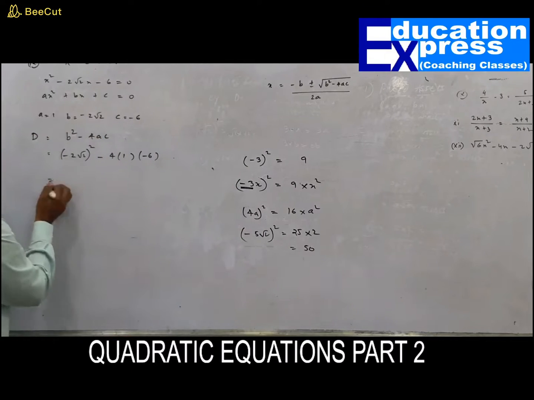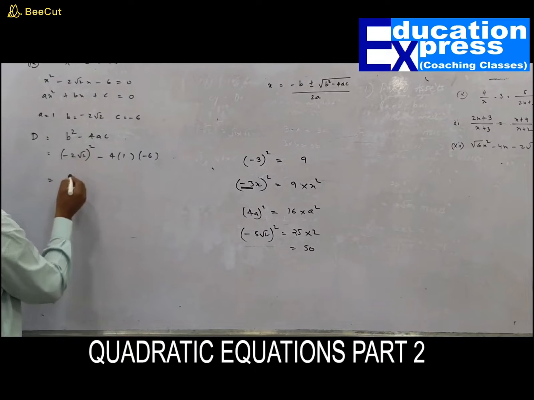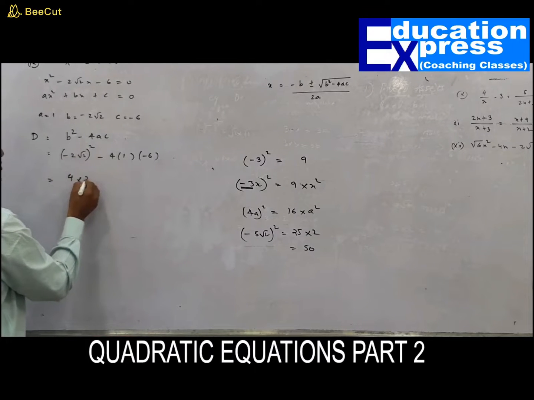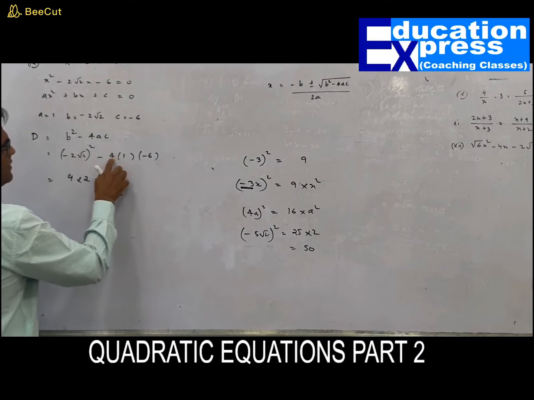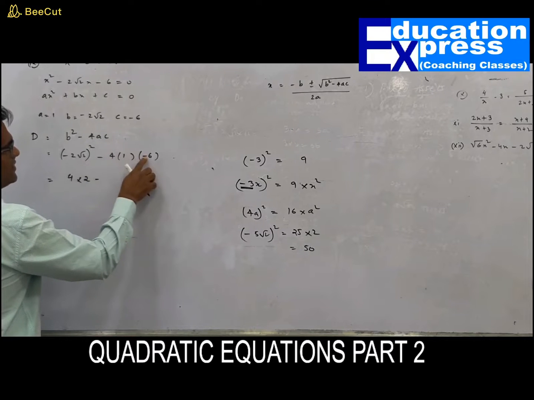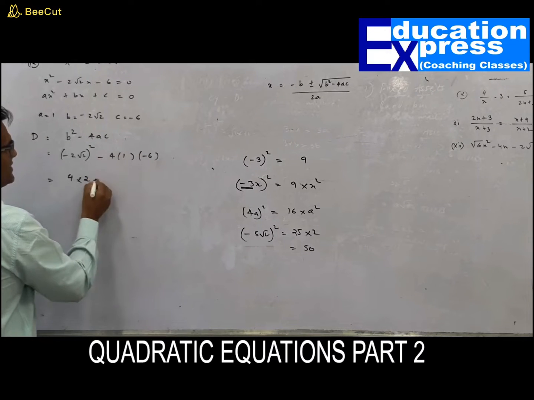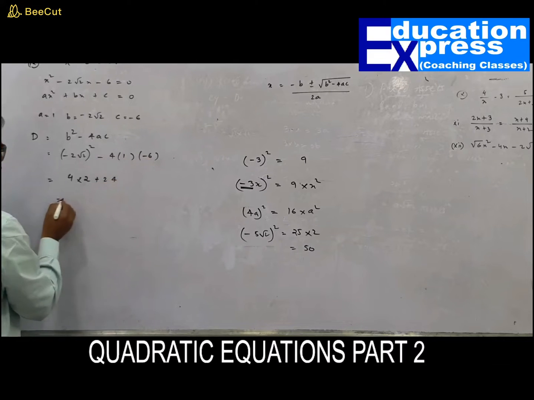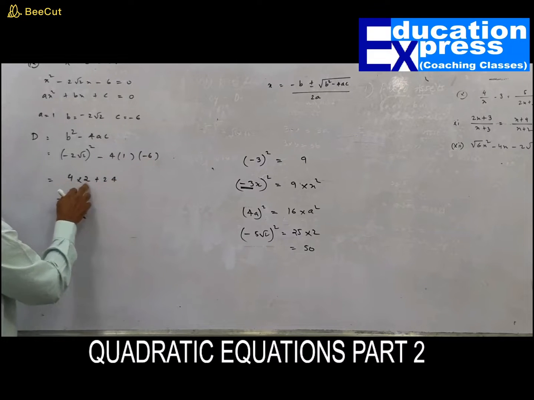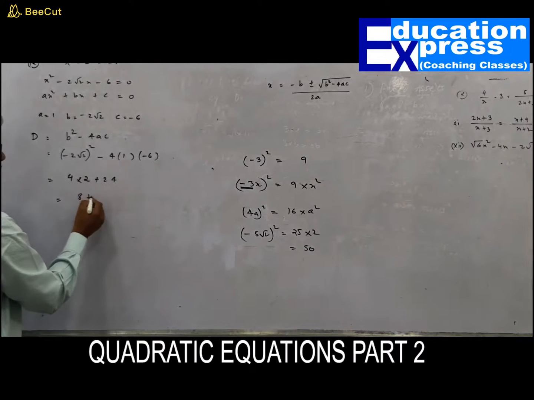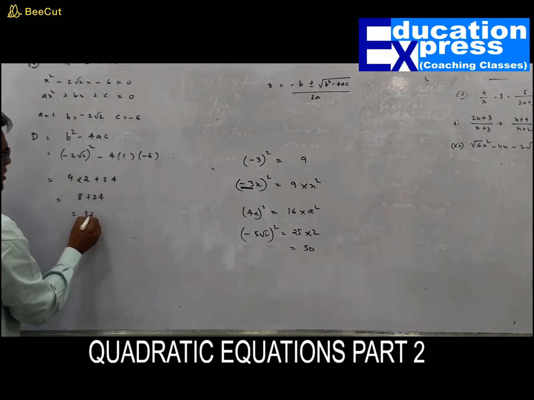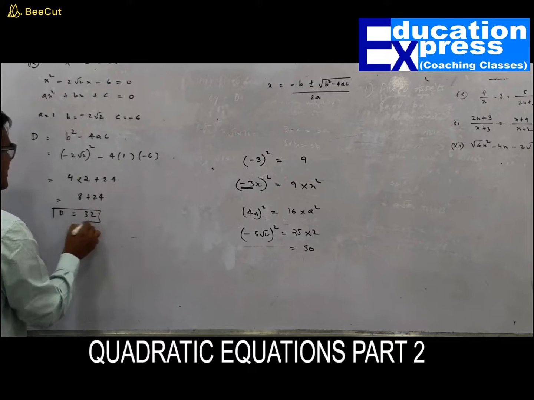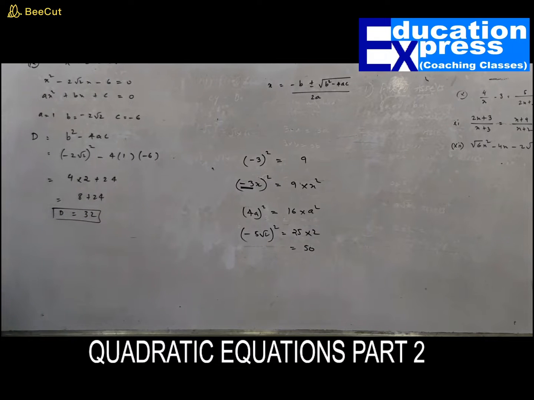So over here, minus 2 square is 4, root 2 square is 2, minus. Now this is minus, this is minus. Minus minus makes it plus. 4 into 6, 24. Follow the mod mass principle. 4 2s are 8. 8 plus 24, 32. So value of discriminant is nothing but 32.